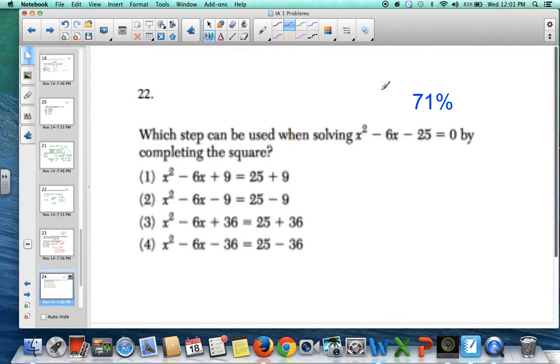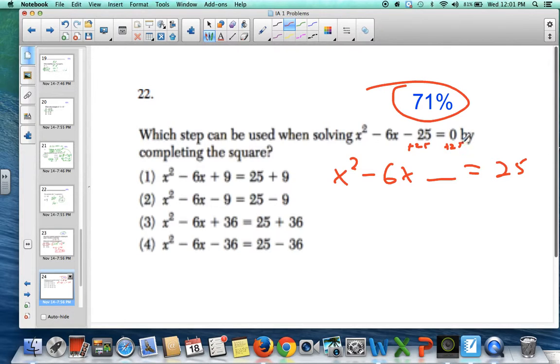Number 22, which step can be used in solving this? We're going to go through the steps. I'll leave a space, equals 25. I add 25 to both sides, and these cancel. Then I figure out what number is going to go here. To do that, I take half of this number. Half of this is negative 3. Negative 3 squared is 9, so plus 9. So over here, plus 9.